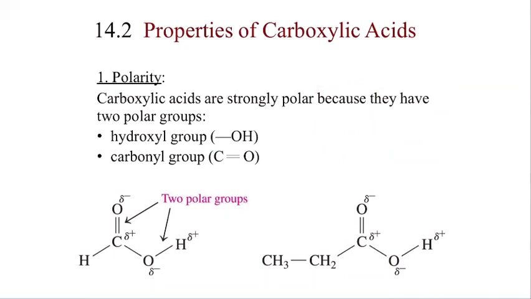One is going to be the carbon double bond to oxygen in the carbonyl. The other one is going to be the oxygen-hydrogen bond that we have in the hydroxyl group as part of our carboxyl motif. So having these 2 polar covalent bonds in this structure gives carboxylic acids very specific properties.